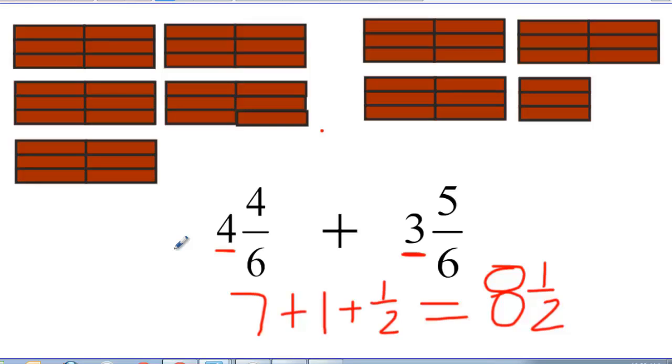We're going to be adding or subtracting mixed numbers. Most of the time when you add or subtract mixed numbers, you don't want to leave them as mixed numbers. You want to change them to improper fractions. It just makes it easier.